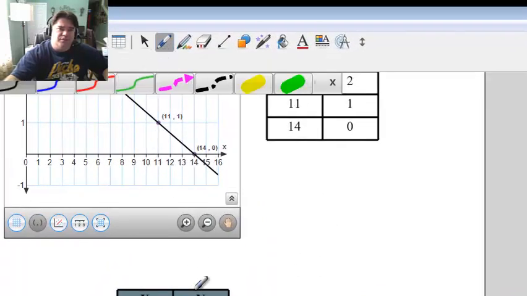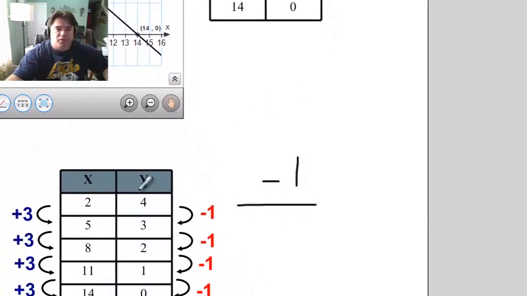Now, the beautiful thing is if it's a straight line, I can just put y over x. Or, excuse me, y2 minus y1 over x2 minus x1, basically the movement value of y, which is negative 1, over the movement value of x, which is 3, negative 1/3.